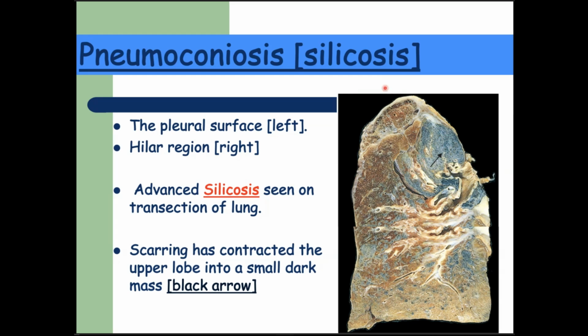You see the pleural surface is on the left side. And on the right side, we have the hilum. These are the bronchi and the pulmonary artery, pulmonary veins. This is the hilum, which has been cut. And you see this dark area. This is fibrotic and it's tightened and dark in color because of the presence of silica particles. This scarring or fibrosis is in the upper lobe, and it has made small dark areas. The lobe has shrunken, it has become small because of the silicosis.